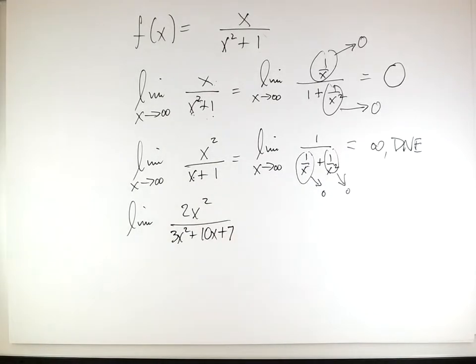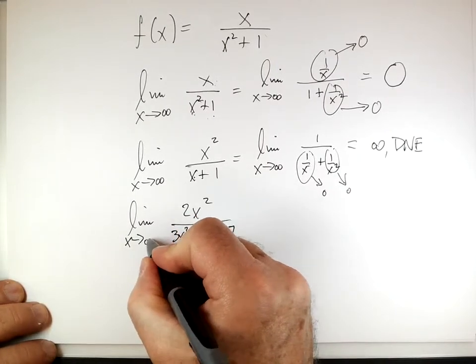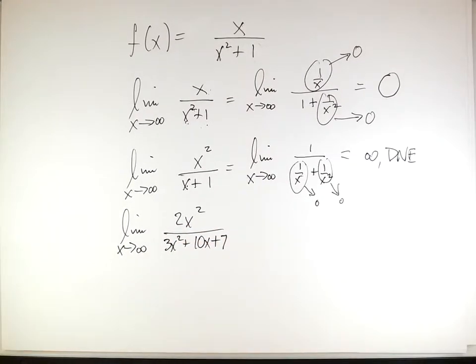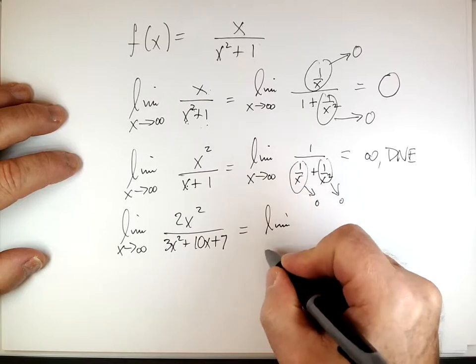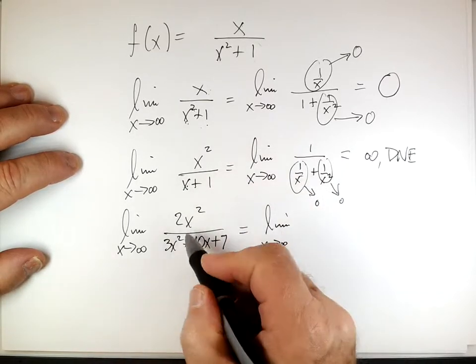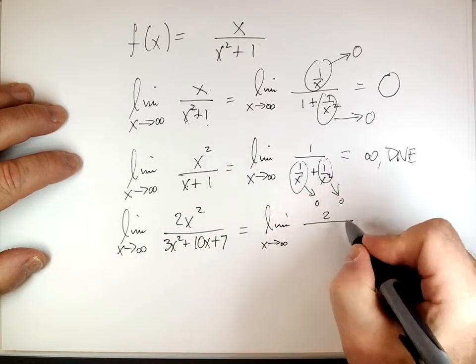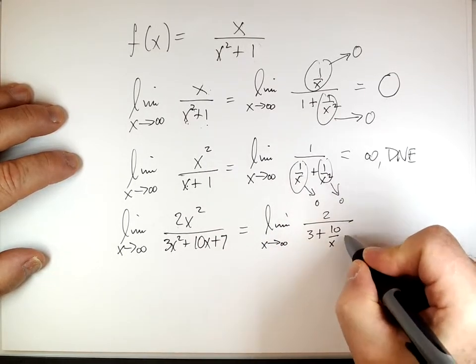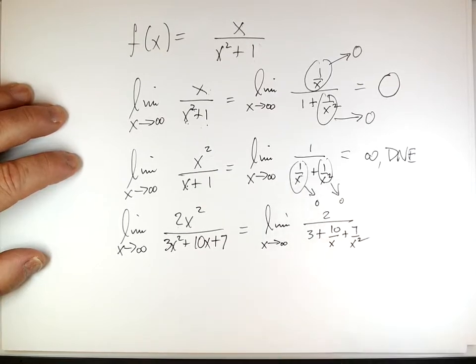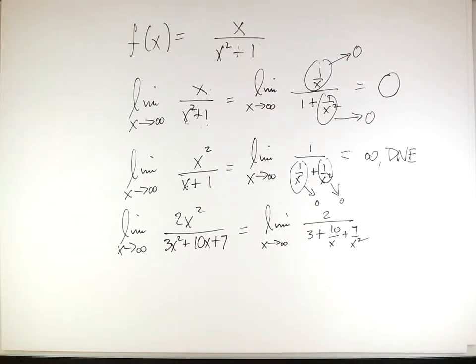Let's take a look at this one. Same degree. Let's divide numerator and denominator by x squared. You get a 2. You get a 3. You get a 10 over x and a 7 over x squared. I divided by x squared, because it's the biggest one. That's correct.